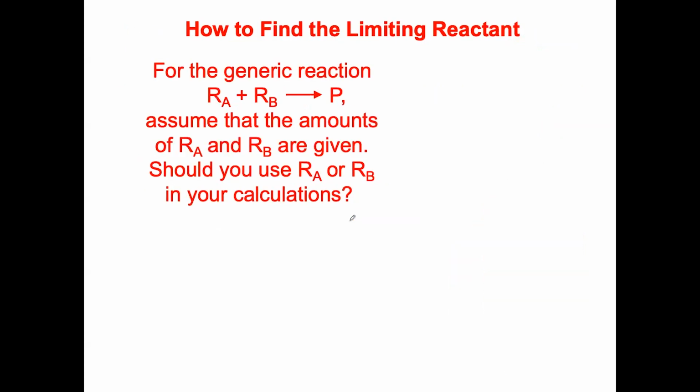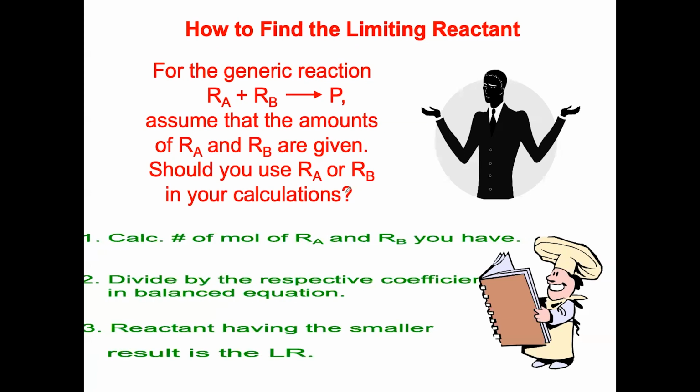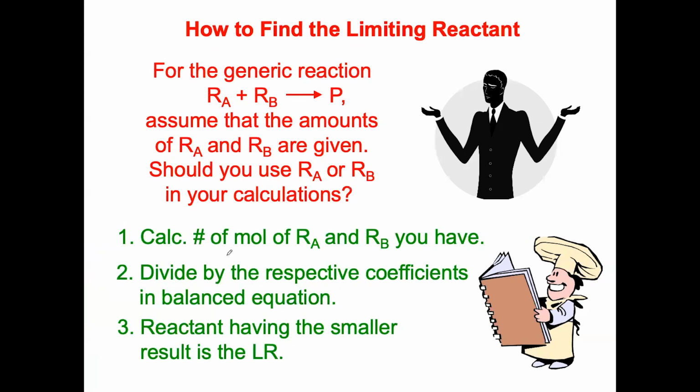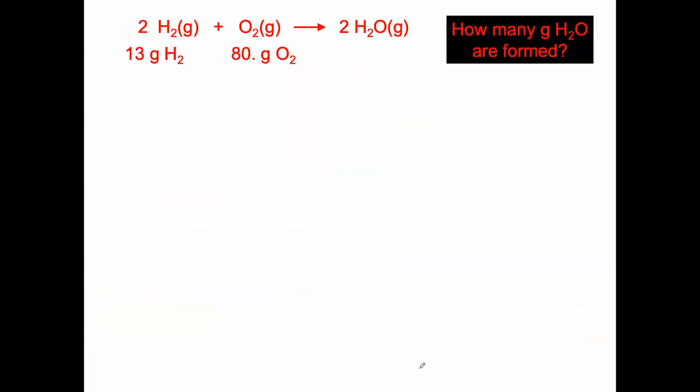For the generic reaction, let's say RA + RB equals P. Assume that the amounts of RA and RB are given. Should you use RA or RB in your calculation? What that means is, let's find how many moles there are, and then divide by each coefficient in the balanced equation. Then you compare which one has the smaller amount. So let's do that in practice.